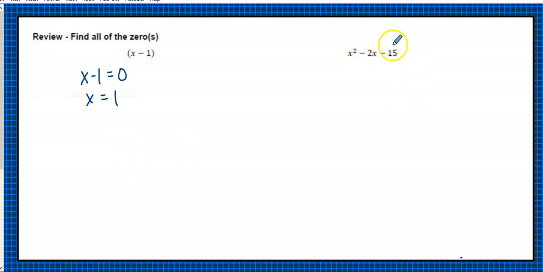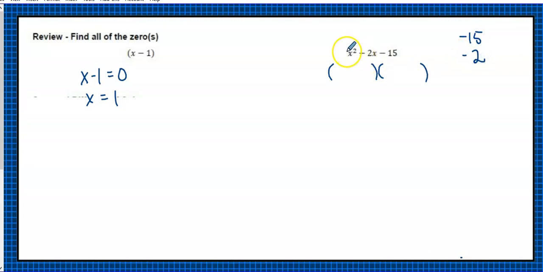If you have a trinomial such as this quadratic function here, then if you remember, if your a value is 1, it's usually kind of easy to do this. Sometimes you can't do it this way, but what you do is you look for a pair of numbers that when you multiply, you get negative 15, and when you add them or combine them, you get negative 2.